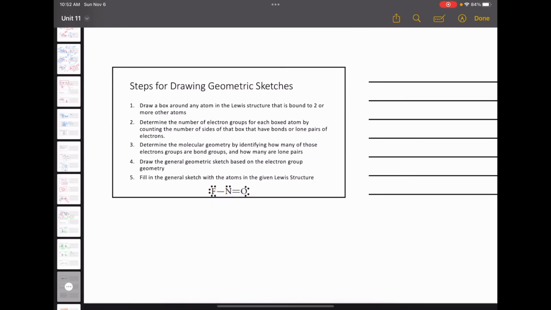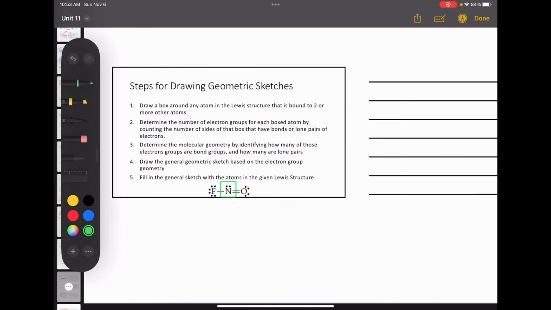Okay, so how do we write a geometric sketch and make sure that we're not making any mistakes? First, I'd like you to box any atom in the Lewis structure that bonds to two or more other atoms. That means we're looking for the central atom. So in this case, the nitrogen. The nitrogen is connected to both oxygen and fluorine, two or more. So I'm going to box this one. Second, determine the number of electron groups for each boxed atom by counting the number of sides of that box that have bonds or lone pairs of electrons.